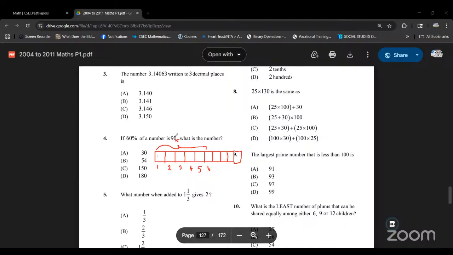Sixty divided by 90. You sure? Look, go again. We're using the 60 bar. Divided by 100? No. You're not thinking.